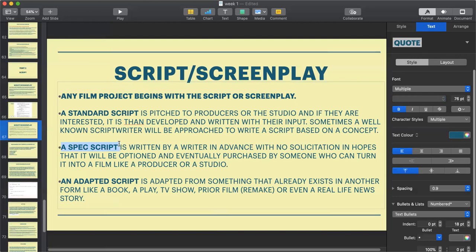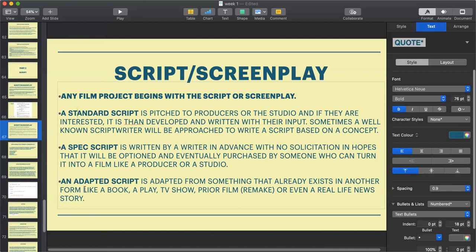You can also write a script and later, by changing it and developing it, you can move to a producer or a studio or anyone who can purchase it and make it into a film. A standard script is basically told by a production house to a particular scriptwriter: I want to make this kind of a movie, please write me a script. This is my idea, you please make me a script.